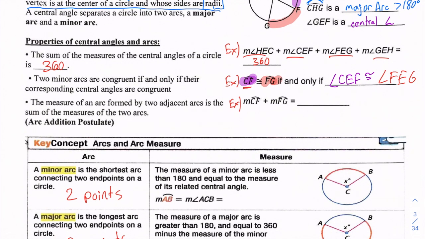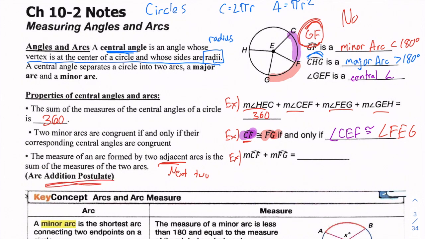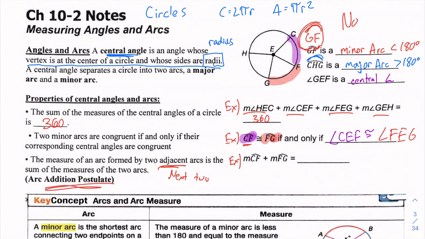Next property, the measure of an arc formed by 2 adjacent arcs. Remember, adjacent means next to. If they're next to each other, the measure of an arc formed by 2 adjacent arcs is the sum of the measures of the 2 arcs. Basically just saying the addition property works for arcs. So CF and FG, if you combine that, that's the same as the measure of arc CG. Don't forget the arc symbol.